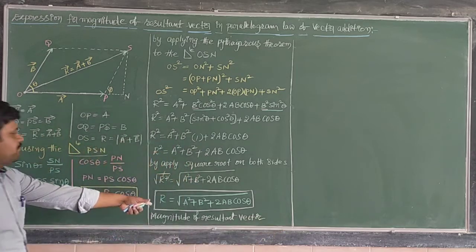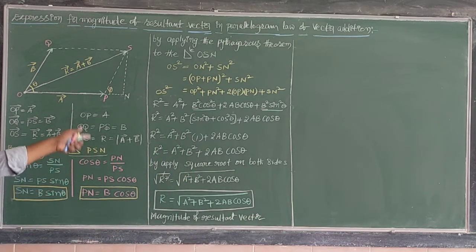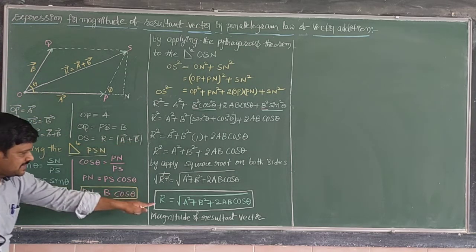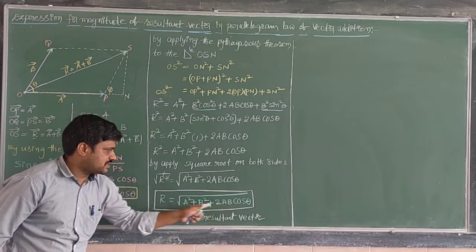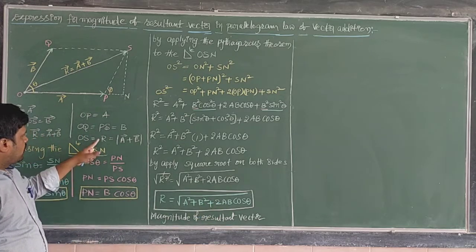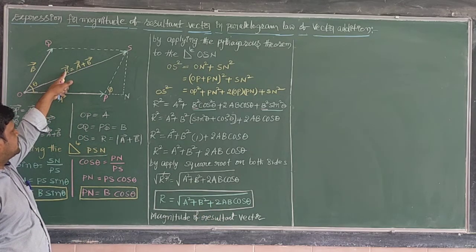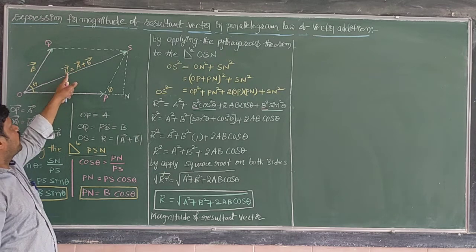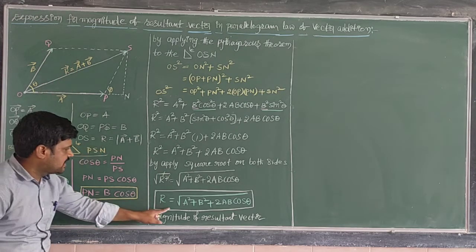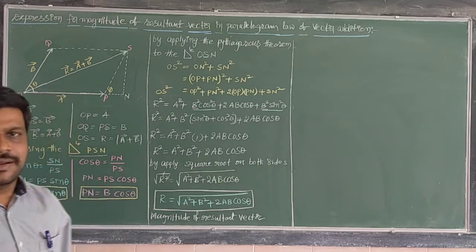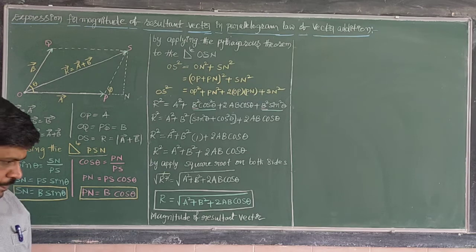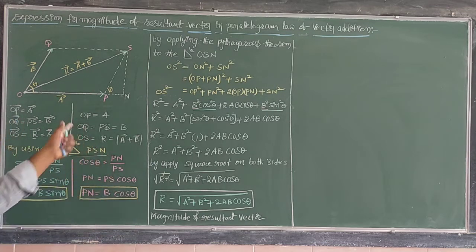Expression for the magnitude of the resultant vector in the parallelogram law of vectors. That means modulus of A bar plus B bar is A square plus B square plus 2ab cos theta under root. Or only R bar, R bar meaning A bar plus B bar. Only R means the square root of A square plus B square plus 2ab cos theta. Like that we have the magnitude there.